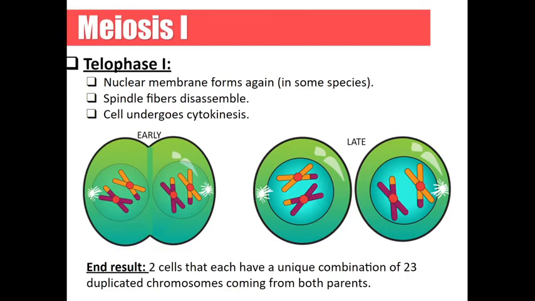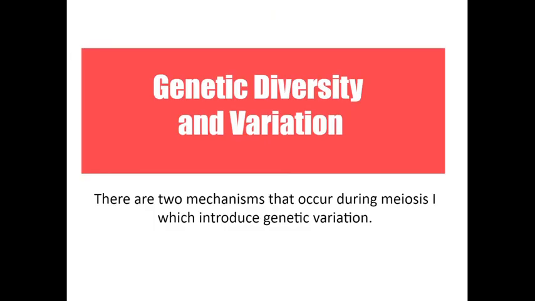And finally, we have telophase 1. This is when the nuclear membrane is going to form again in some species. The spindle fibers are going to disassemble and the cell undergoes cytokinesis. So the end result is two cells that each have a unique combination of 23 duplicated chromosomes coming from both parents. So this is what it's going to look like in the beginning, and it's going to go through that process of separating until you have two cells.